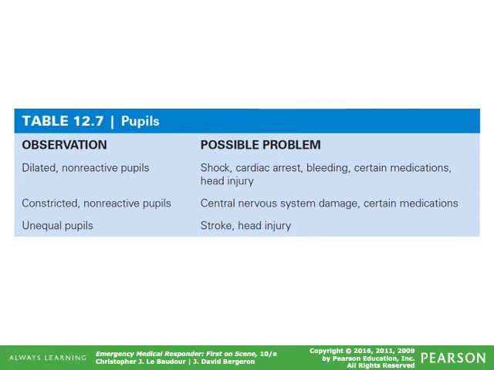Alright, so constricted, non-reactive pupils, which means super small pupils that don't react with light. This can be central nervous system damage, certain medications, also narcotics. Pain pills, heroin can cause this to happen. Alright, unequal pupils occur from a stroke or head injury.